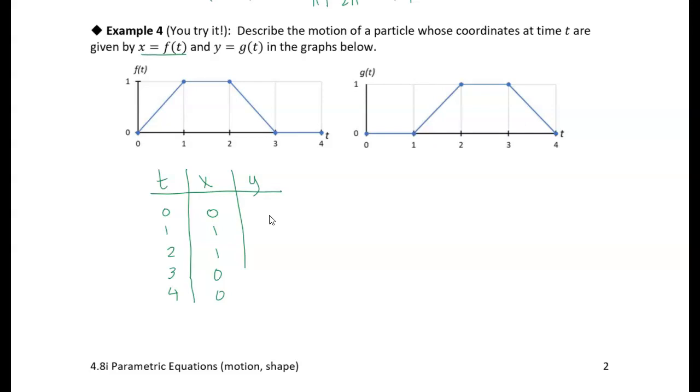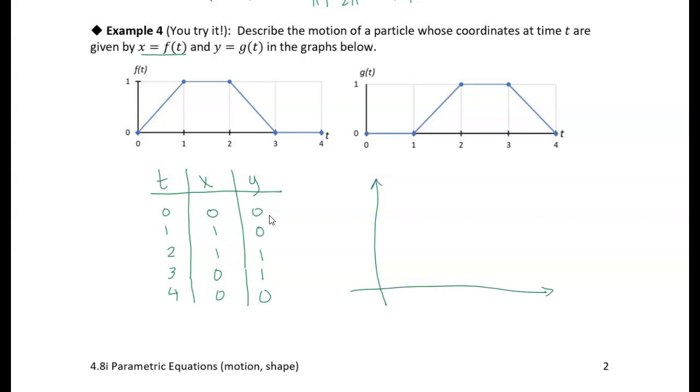And then g is our y value. So if I just, again, read the information right off the graph, at t equals 0, we're at 0. At 1, we're at 0. At 2, we're at 1 now. And at 3, we're also at 1. And at 4, we're back down to 0. So let's see what that looks like in a Cartesian plane.